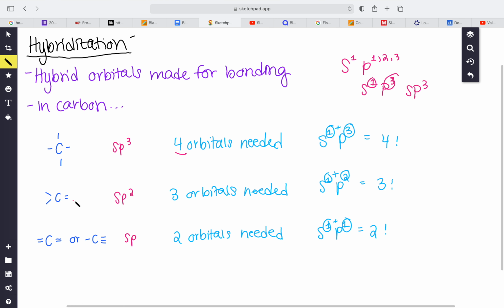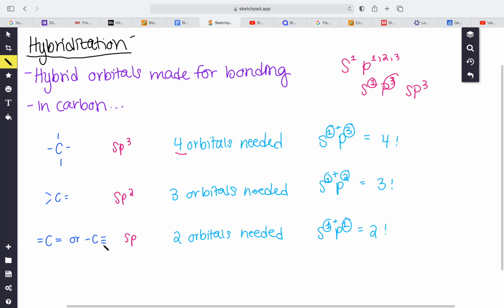Same thing with the next one. We have a carbon with a double bond and 2 single bonds, which means we're going to need 3 orbitals because there are 3 things attached to the carbon. Again, we start with S1, then figure out what else we need to get to 3. So S1, P2 gives us SP2, and that equals 3 orbitals.